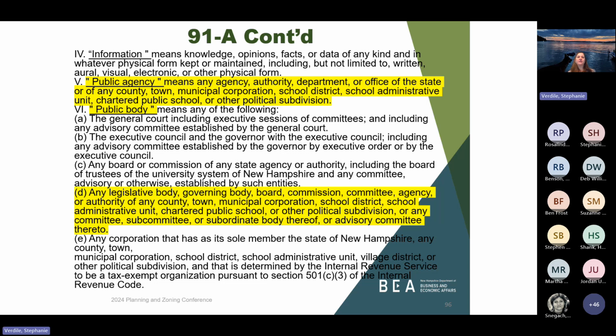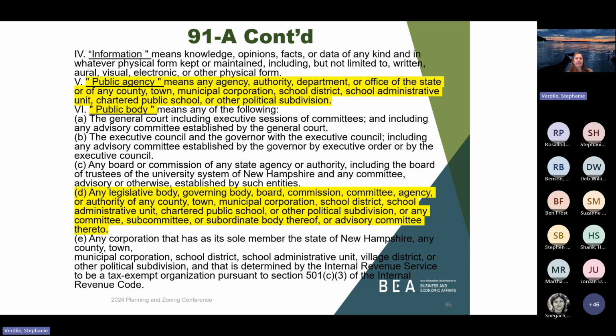So according to the definitions, a public agency means any agency, authority, department, or office of the state or any county, town, or municipal corporation or other political subdivision. So that's what a public agency is. All of these definitions are important to understand what the planning board falls under and what your notification requirements and your disposition of records requirements are. So you need to make sure that you've got all of your bases covered, with RSA 91A being the baseline for meetings, for notifications, for minutes, and for notice to the public. But you have to make sure that you're meeting those definitions within 91A.